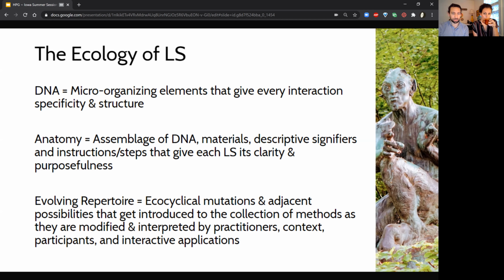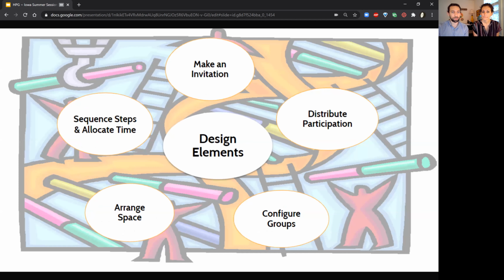And that repertoire is mutating and growing and changing as new things get added, new possibilities pop into view as practitioners modify and interpret the methods and use those methods in very different contexts than what they were originally developed in. And really cool new discoveries are made when that is happening. And so we're going to talk really briefly about the DNA level.